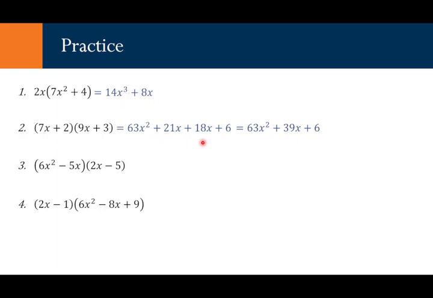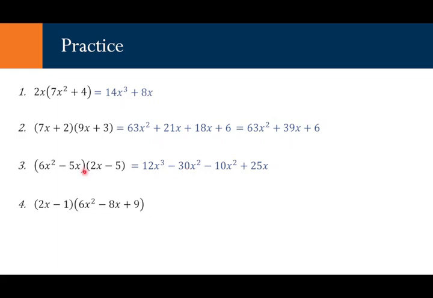Now next one is the one where you might start having trouble. With negative numbers, sometimes we run into trouble. Let's walk through it. So 6x squared times 2x. 6 times 2 is 12. And x squared times x is x cubed. We get that one. Negative 5x times positive 2x is negative 10x squared.